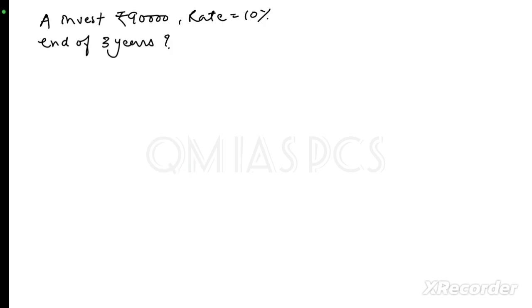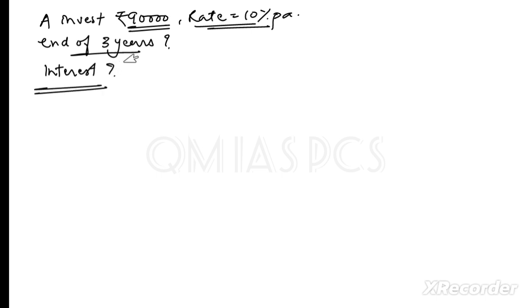So it's a simple practice question. A person A invests rupees 90,000 at the rate of 10% per annum. At the end of 3 years, how much interest will that person earn? We have to find the interest, compounded annually. The rate is given as compounded annually, not simple interest. Fine.